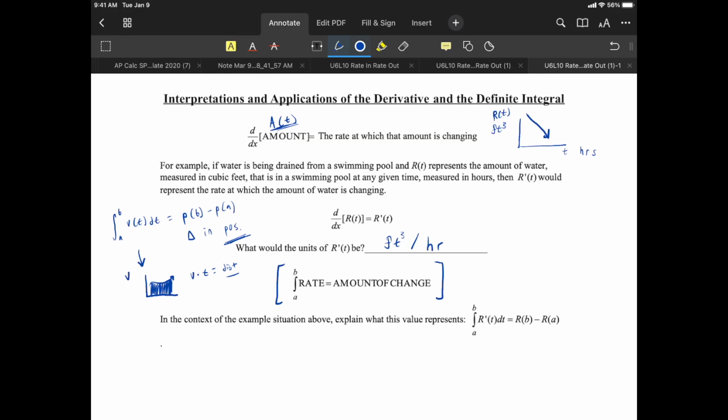And so if we had this example above where R prime of t is how fast, in cubic feet per hour, water is coming out of the pool, then we'd have the amount at time b minus the amount at time a. This tells us the change in water, the change in overall water level in cubic feet. So we'd go up from rate to amount.